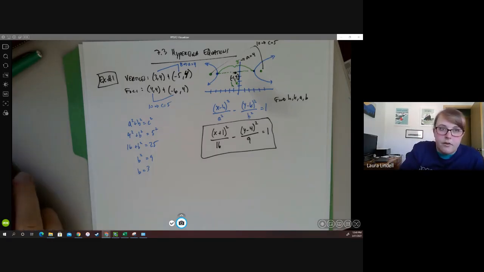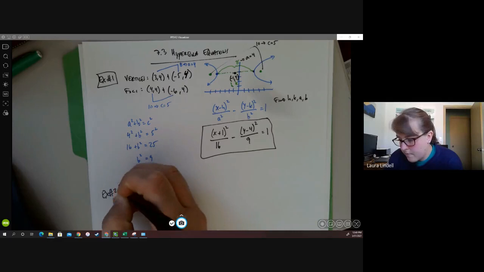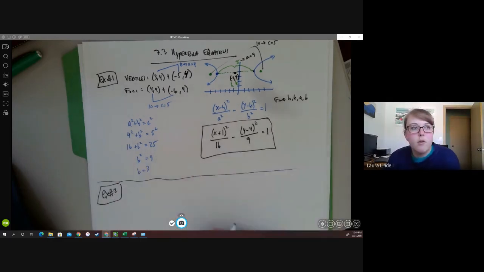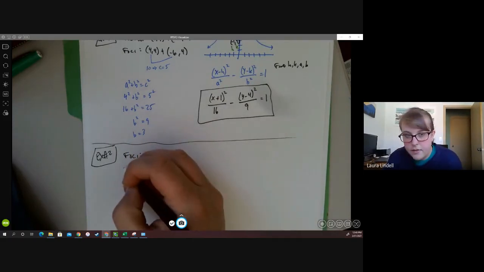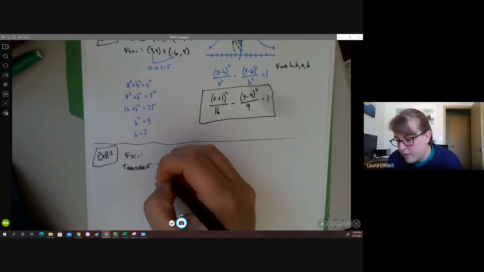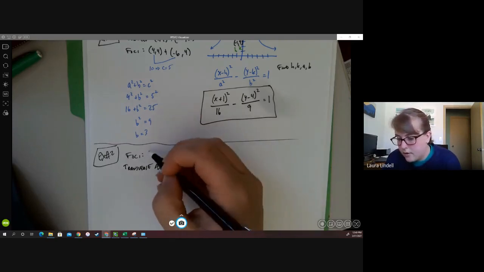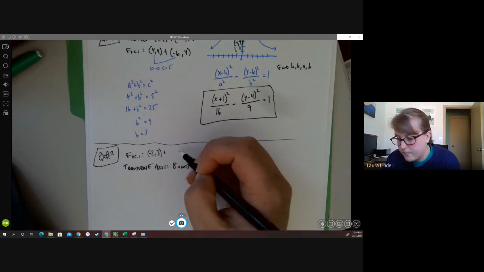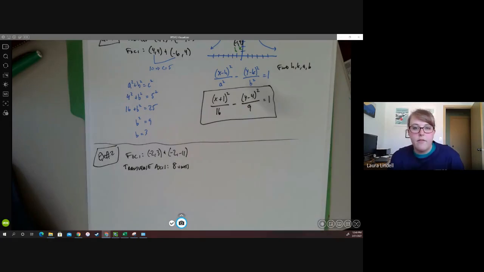All right, let's try another one, but with different information this time. So this time, we are going to be given the foci and the length of the transverse axis. We have (-2, 3) and (-2, -11) for our foci.